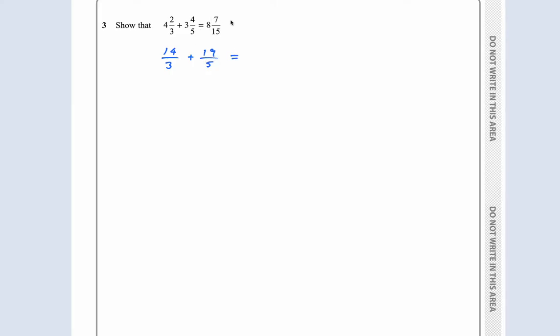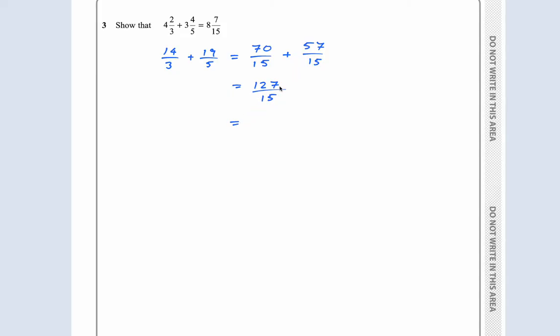Then this equals, this is my answer, so forget that for now. Change this into 15ths. Change this into 15ths. So how do I change thirds into 15ths? Well, I multiply the denominator by 5, so I multiply the numerator by 5, which is 70. I multiply the denominator by 3, I multiply the numerator by 3, which is 57. Then add these two, that's 127 over 15.